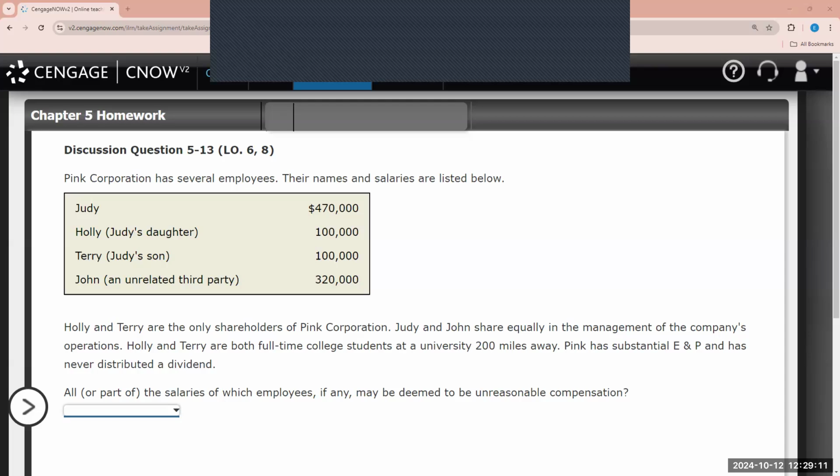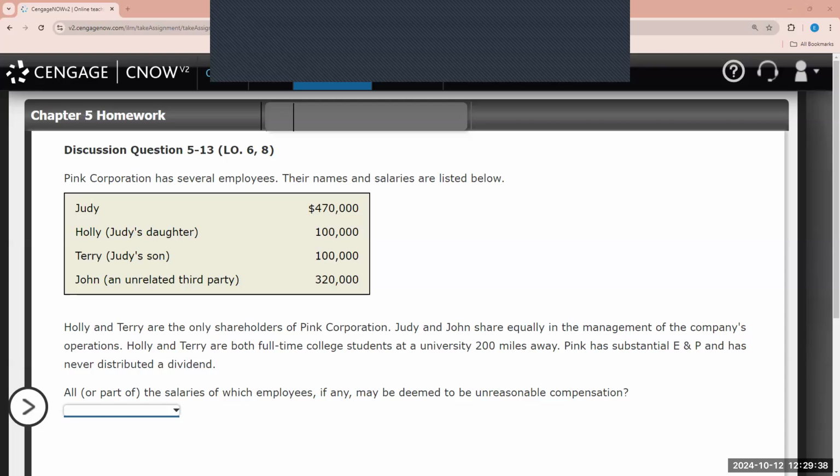So, as mentioned, John and Judy both share equally in management, but Judy's making $150,000 more. So, although Judy's not a shareholder, her relationship to Holly and Terry, Holly is her daughter and Terry is her son, that's enough of a link to raise the unreasonable compensation issue. In addition, it lets us know that Pink Corporation has never distributed a dividend despite having substantial E&P.